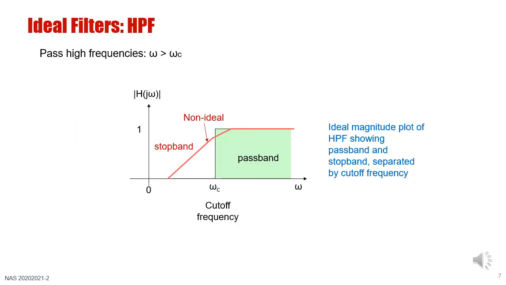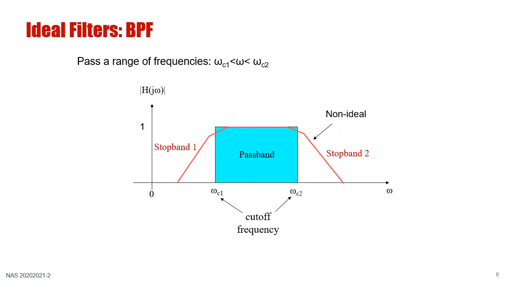This page represents the filter response for high-pass filter, bandpass filter and bandstop filters. The green or blue area represents the ideal case passband frequency areas in ideal filters, while the green line represents the practical or non-ideal filter cases.